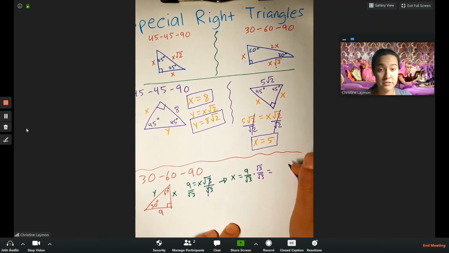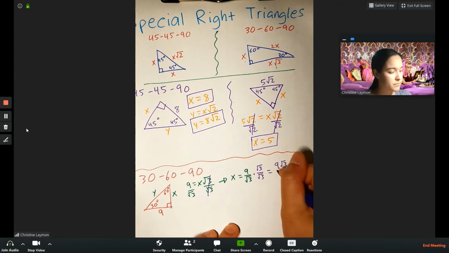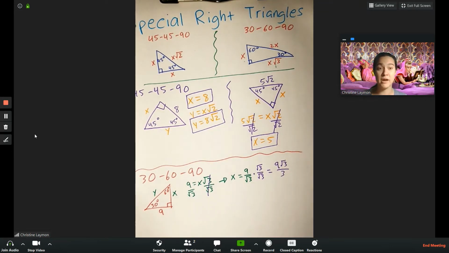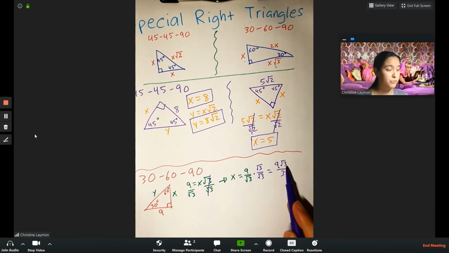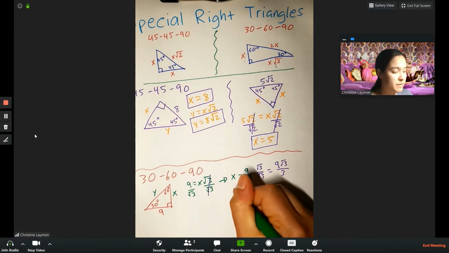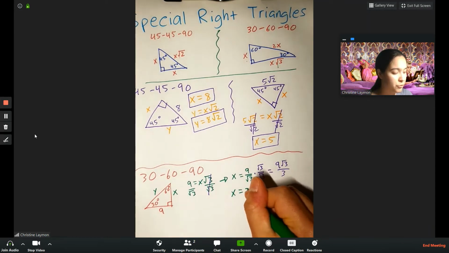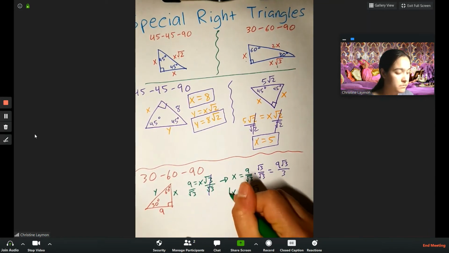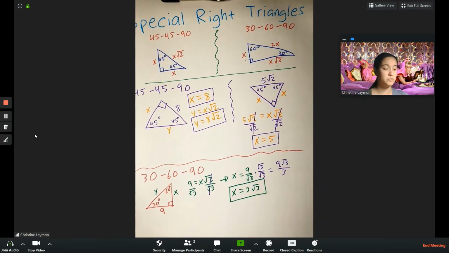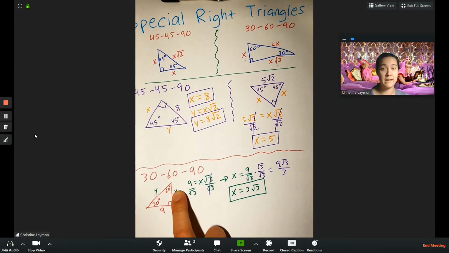Now go straight across. I have 9 root 3 on the top. On the bottom, remember radical times the exact same radical leaves whatever you had on the inside. Just a regular 3 on the bottom. So 9 radical 3 over 3, and I can simplify those outside numbers. 9 divided by 3 is just 3. What this means to us is that x is 3 root 3. And again, that's because 9 divided by 3 is 3. 3 times root 3 is what I'm left with here. So we found this value. We found that shortest side, x.